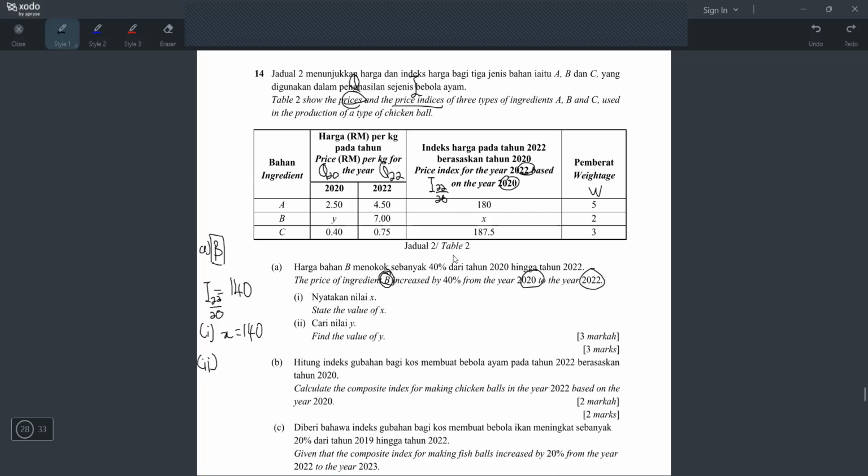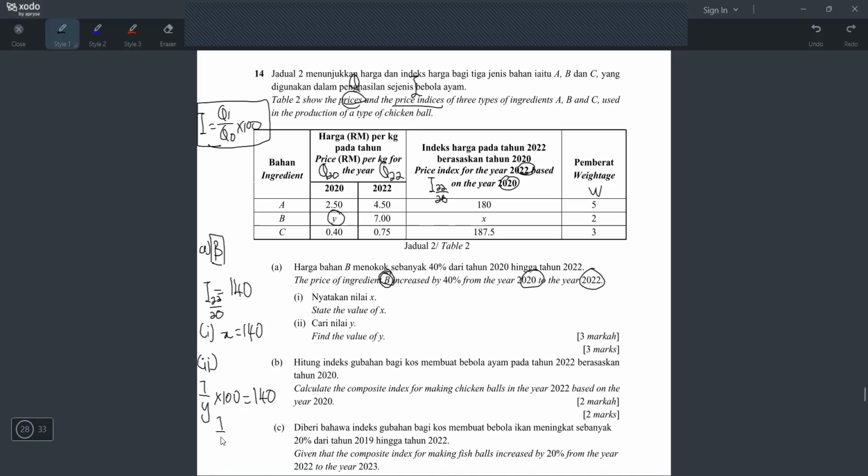So that's how easy it is. And then number two is find the value of Y. Where is Y? Y is this one, right? So you can use the first formula for I, which is Q1 over Q0 times 100, price bahagi price times 100. But do you take 7 divide Y or Y divide 7? Of course, it's 7 divide Y, because 7 is the older year punya price. Y is the latest year punya price, 2022. So 7 over Y times 100 equals to 140, because the index number is 140.